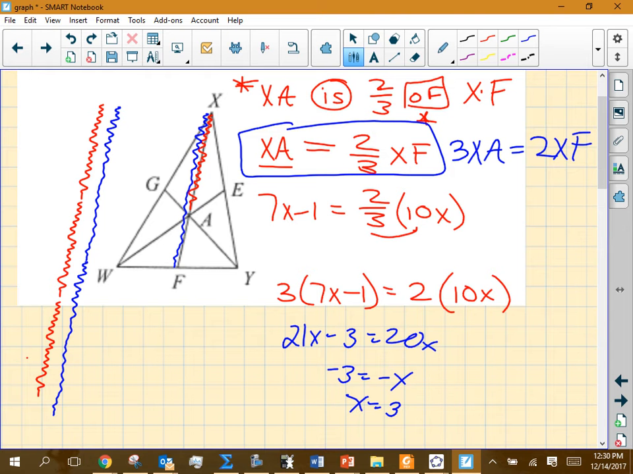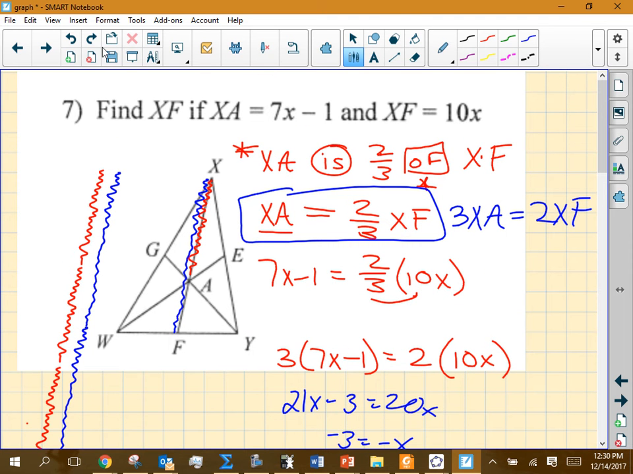You would end up with the exact same result regardless of the algebra that you go through. As long as your algebra doesn't violate any rules, you should get 3. So then the next part, I guess, is they want you to find xf. So xf is the 10x. So 10 times 3 is 30.